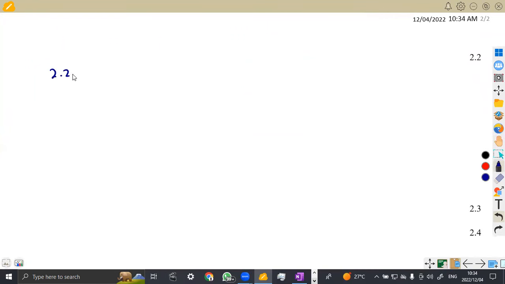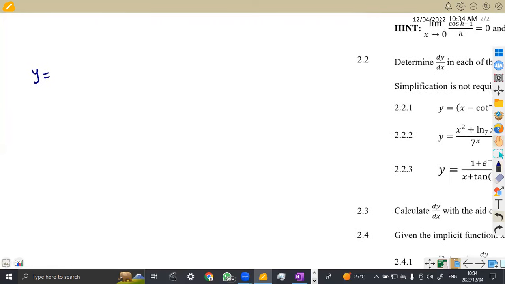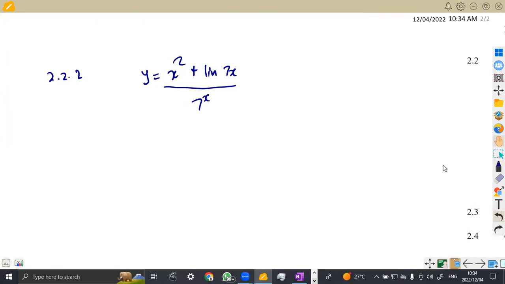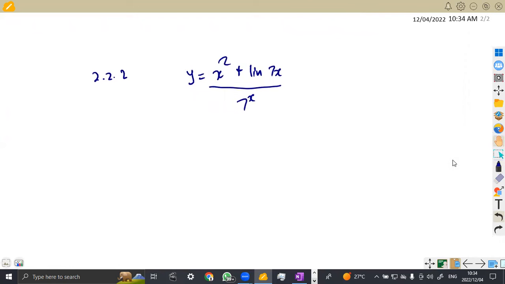Okay, so 2.22, we're given that y is equal to x squared plus ln 7x over 7 to the exponent of x. Okay, so what do we have here without simplifying? We can actually apply a quotient rule because this is a fraction.